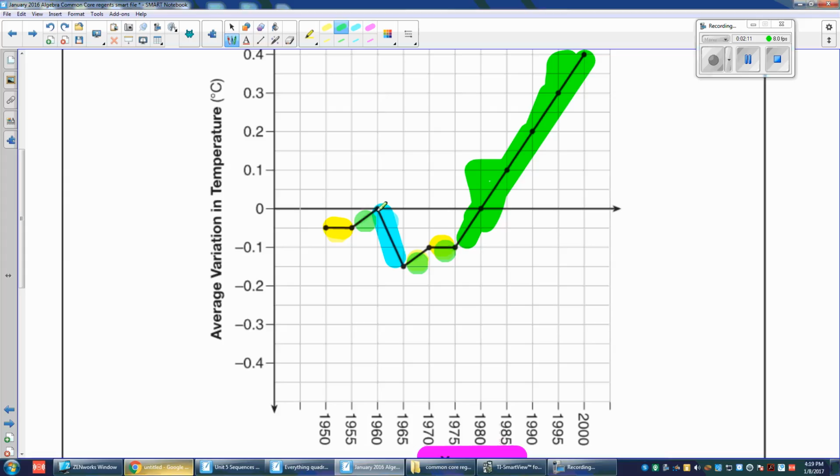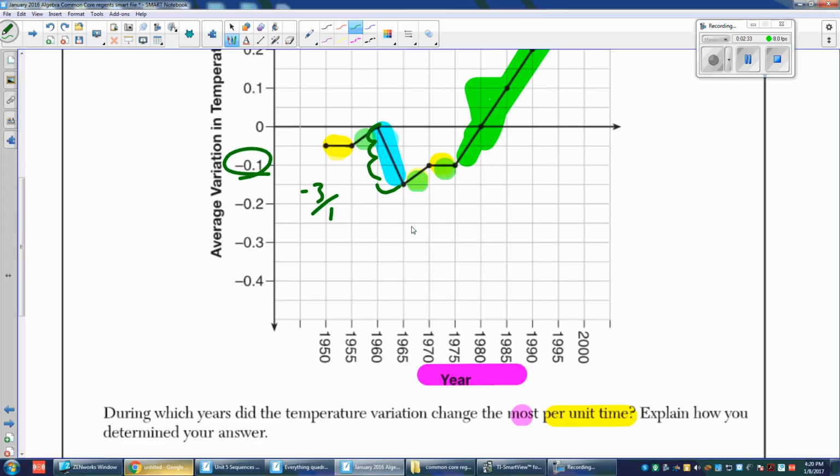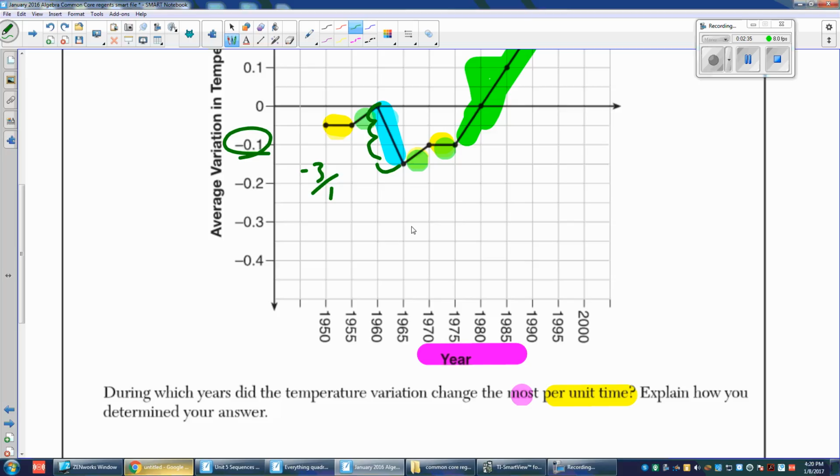Here, change the most. We're going down 1, 2, 3 over 1. That's -3 over 1. Well, how much is that actual change? It's 1.5 tenths because of this scale right there. So that's a horrible scale. But during which years did temperature change the most?